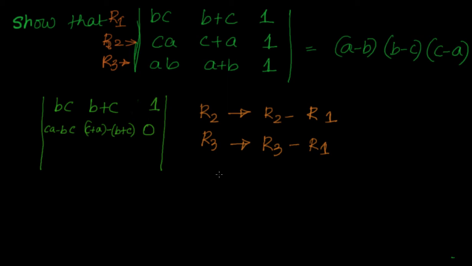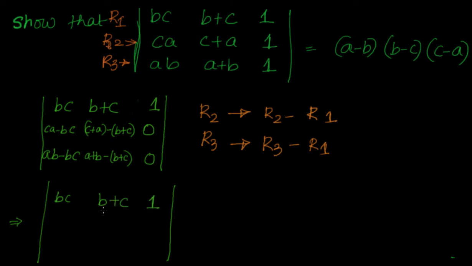Now let's go to the third row. R3 is assigned R3 minus R1. Why are we doing that? Because we know 1 minus 1 is 0 and we want to make them zeros. The first element is AB minus BC. Next, the second element of R3 minus R1: A plus B minus (B plus C). And this is 0. Let's simplify it further. BC will remain as it is, B plus C will remain as it is, 1 will remain as it is.